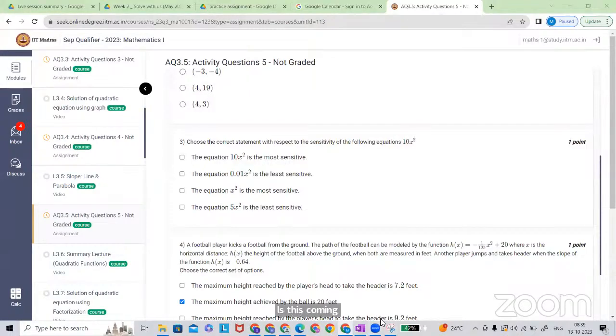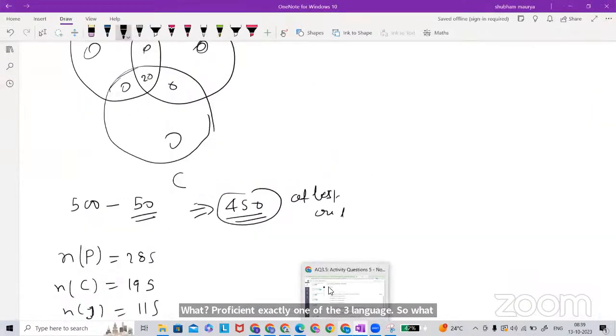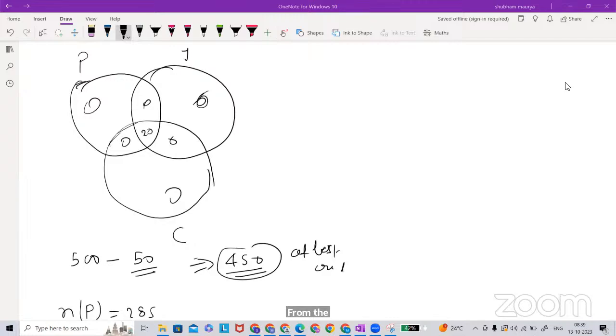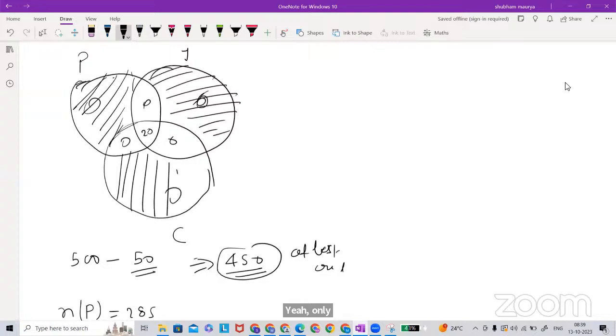It asks for candidates who are proficient in exactly one of the three languages. From the diagram, it is asking for only Python, only Java, and only C. So only this portion is what is asked, candidates proficient in exactly one of the three programming languages. Only this portion.